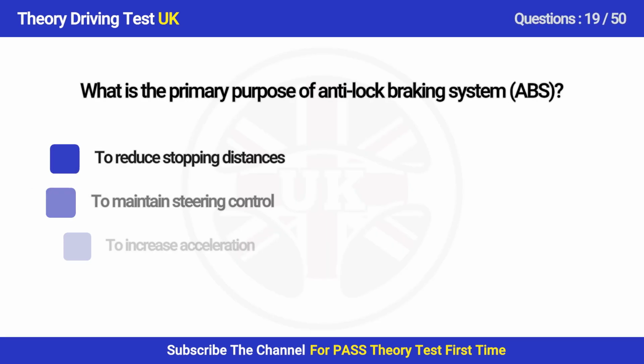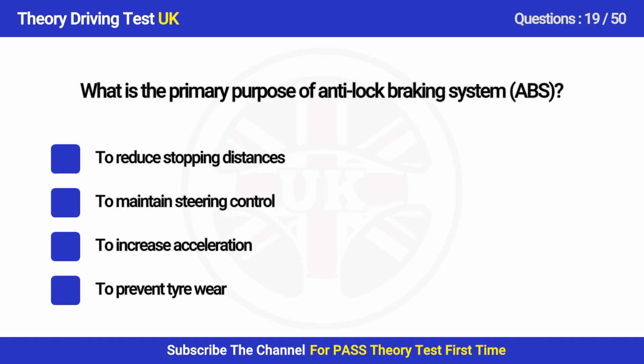Question 19. What is the primary purpose of the braking system ABS? A. To reduce stopping distances. B. To maintain steering control. C. To increase acceleration. D. To prevent tire wear.